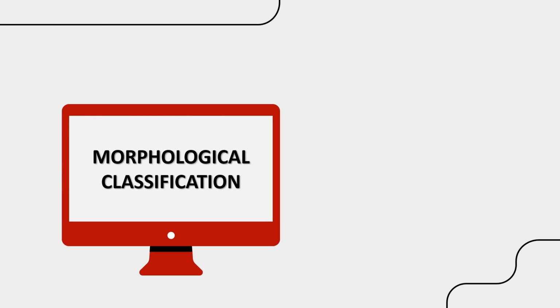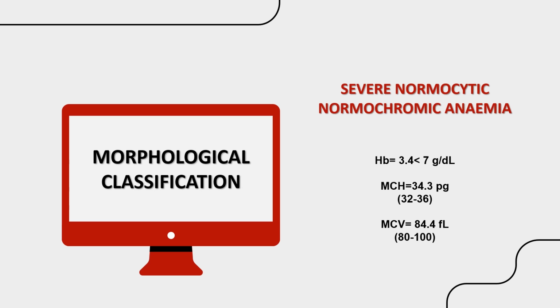The morphological classification of the patient's anemia is severe normocytic normochromic anemia. This is shown by the full blood count result in which the hemoglobin level is lower than 7 grams per deciliter, but the mean cell hemoglobin (MCH) is still within the standard range. Other than that, the mean cell volume (MCV) is 84.4 femtoliters, which is also within the standard range. Hence, the patient's morphological classification of anemia is severe normocytic normochromic anemia.